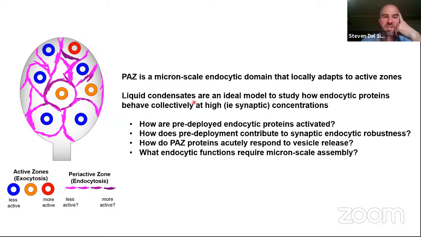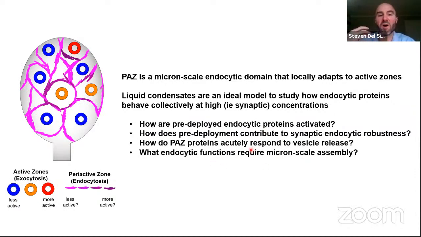And then the types of questions that we can ask are, how are the pre-deployed endocytic proteins activated? If we know that they're all at the membrane hanging out, what are the molecular switches that are turning them on or driving them through these different phases of membrane remodeling? How does pre-deployment itself contribute to synaptic endocytosis, whether it's helping it be low latency, helping it be very scalable, high capacity, that sort of thing?